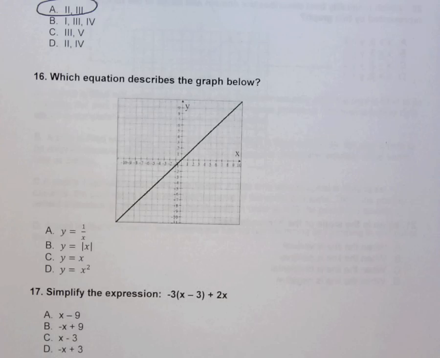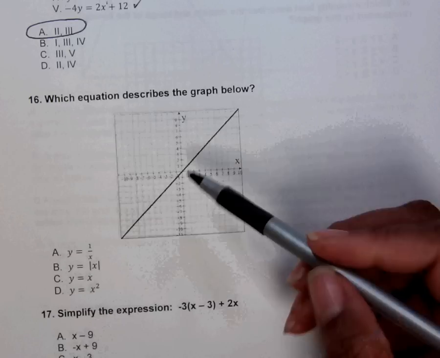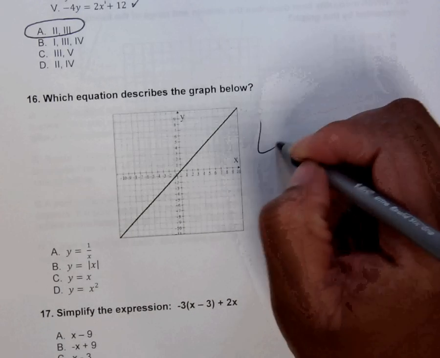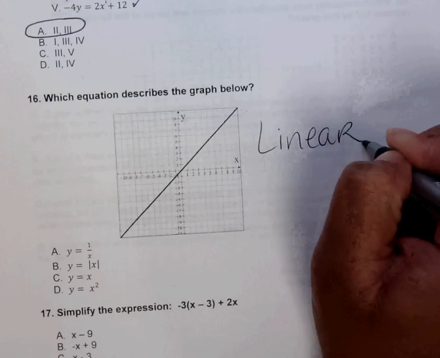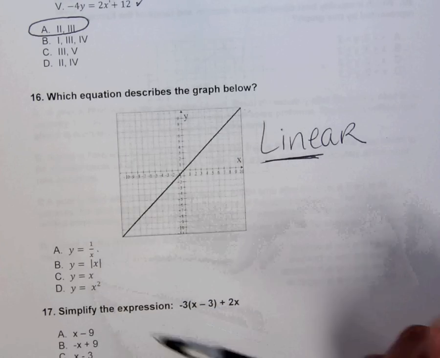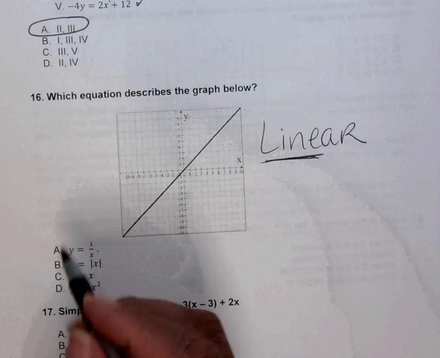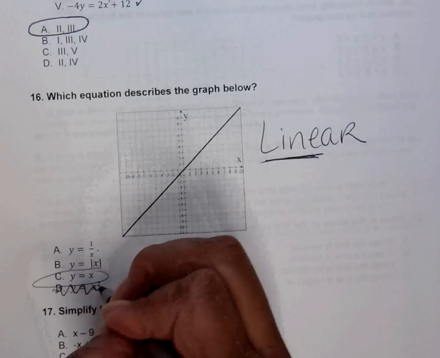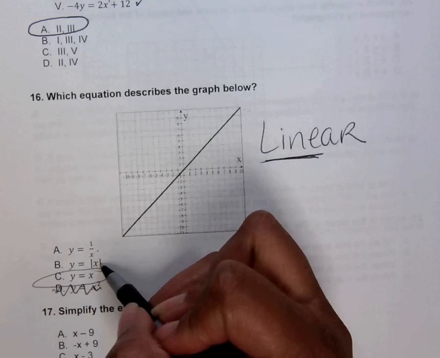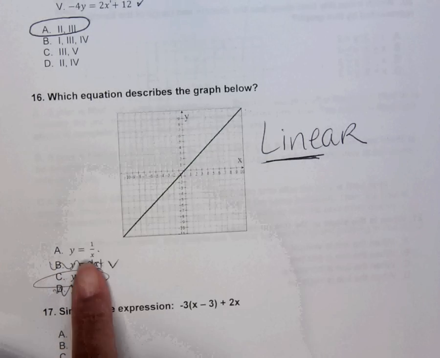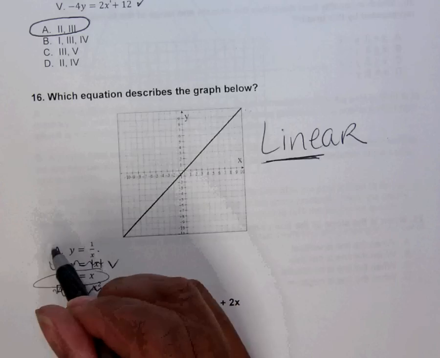Last but not least, 16. Which one describes the graph below? Well, this is a linear equation. It's a line. And we know inside of the word linear is the word line. So I need to find a linear equation down here, and there's only one. That has a square on it, so that's not linear. That's absolute value, so it looks like a V when you graph it, so that's not linear. And that has an X in the bottom, so that's not linear.